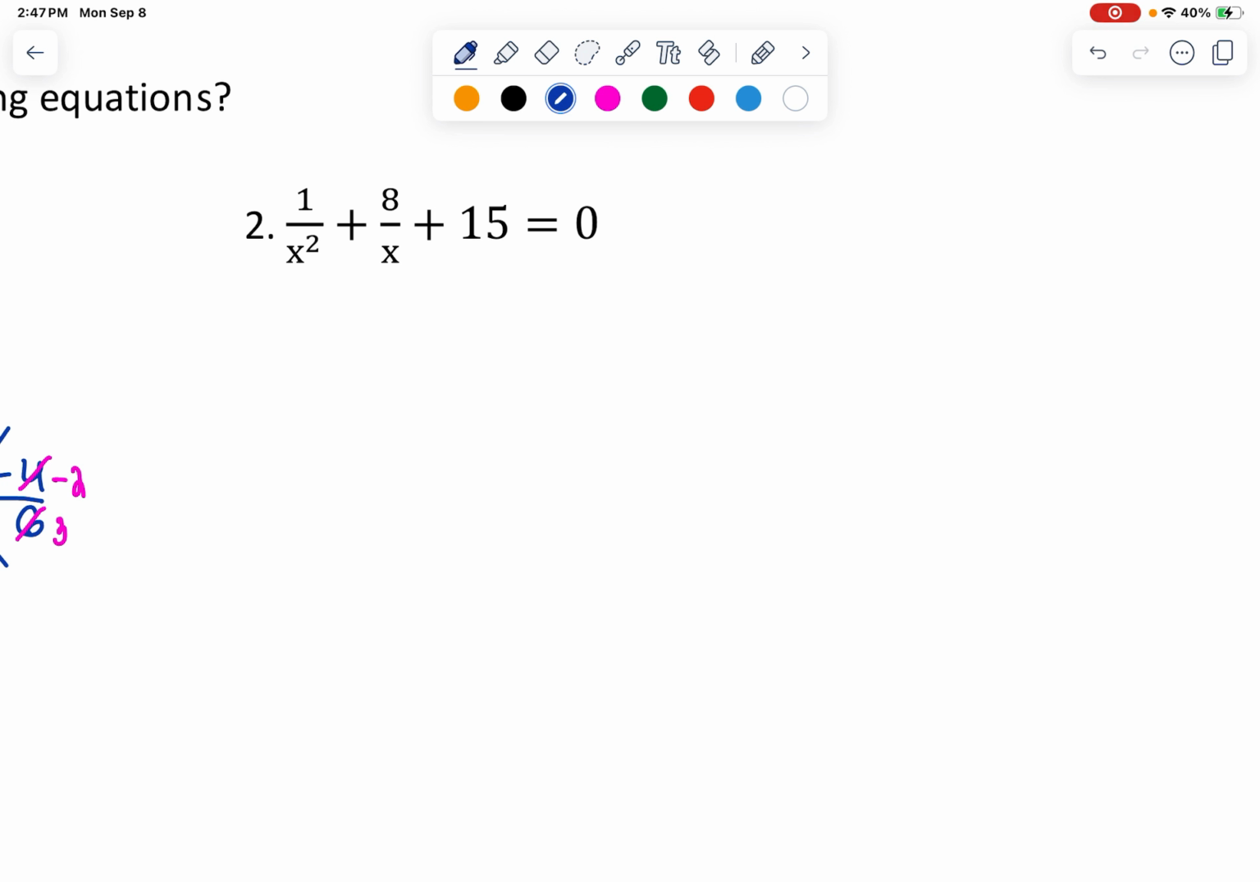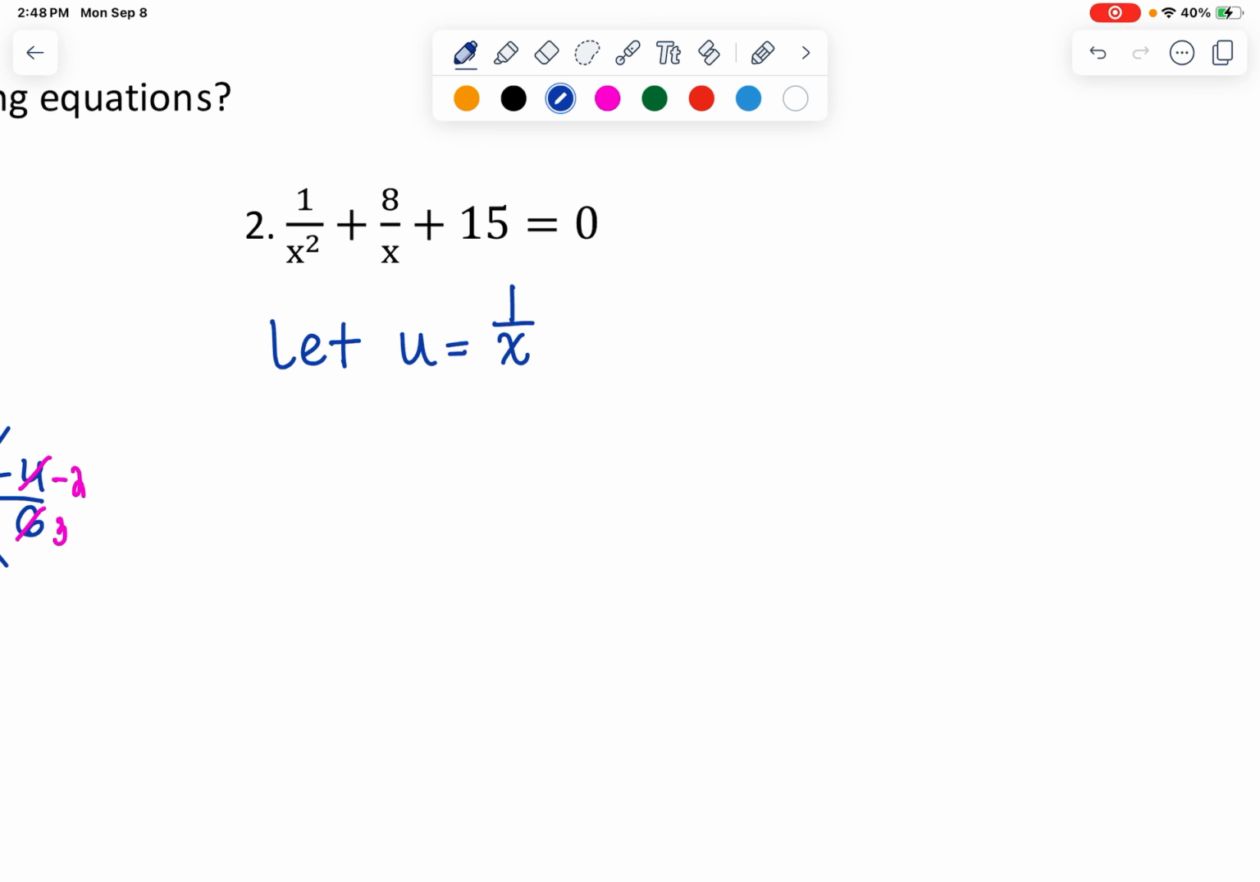I'm going to show you both ways actually, and then I'll let you do the next few on your own, and you can check back to see how you did. So here, I'm going to let u equal. Now, if you look, I don't want it to be 8 over x, because then what am I going to do right here? And I don't want it to be 1 over x squared, because then what am I going to do here? So we're going to make it 1 over x.